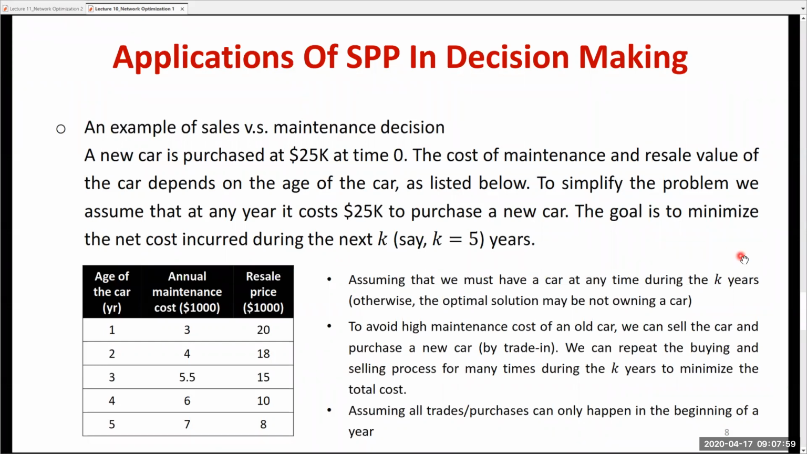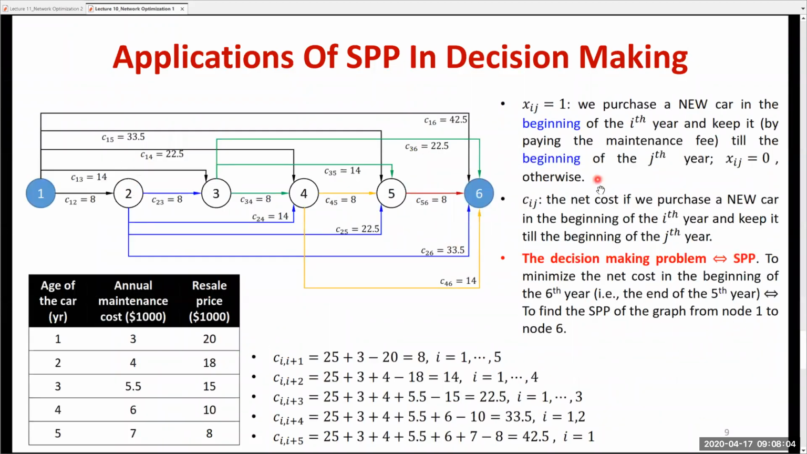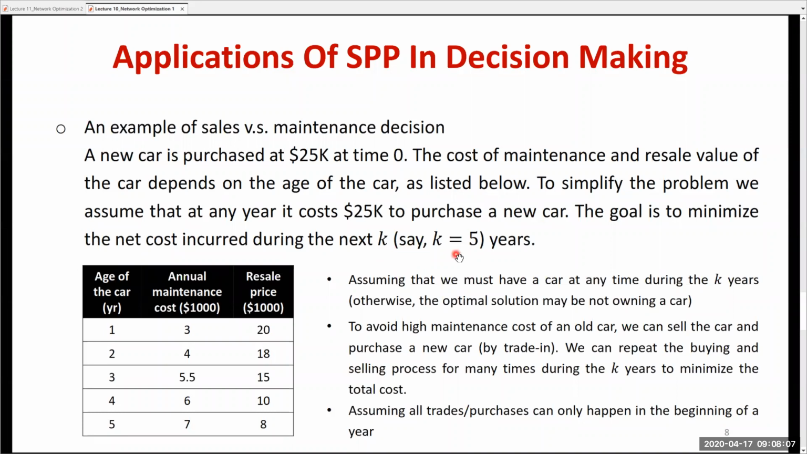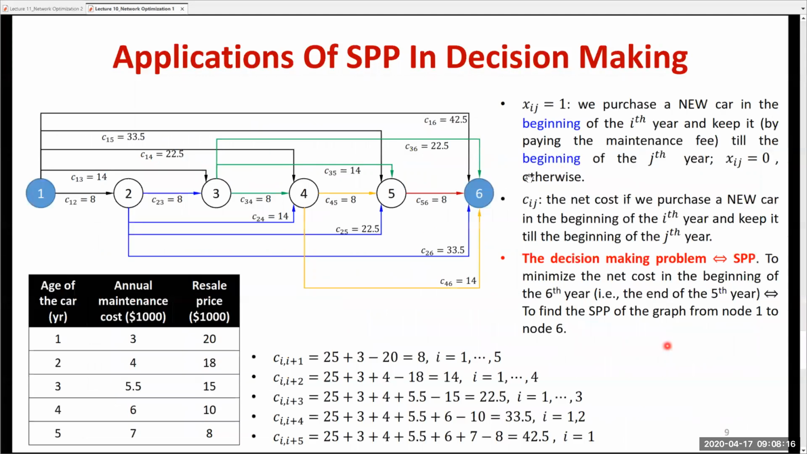Okay, let's introduce it, which is actually in the next slide. So here, because we assume that k equals 5, in other words, I want to minimize the net cost incurred during the next 5 years. So we assume everything's in the beginning of the year. In other words, I want to minimize the cost incurred at the beginning of the 6th year, because the end of the 5th year is equivalent to the beginning of the 6th year. In other words, I can build such a system and create a shortest path problem.